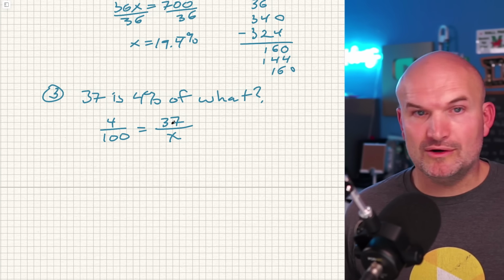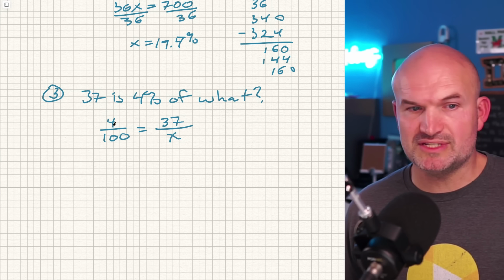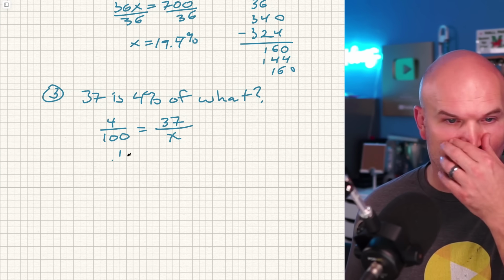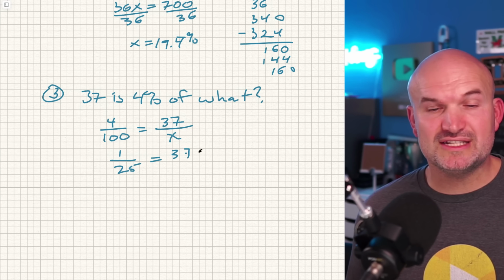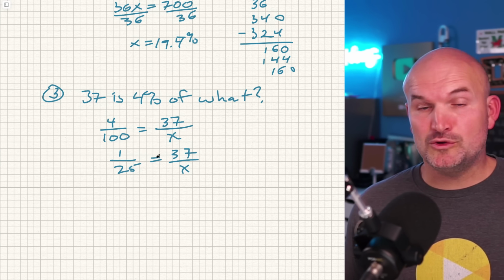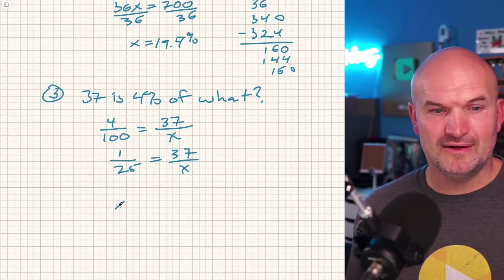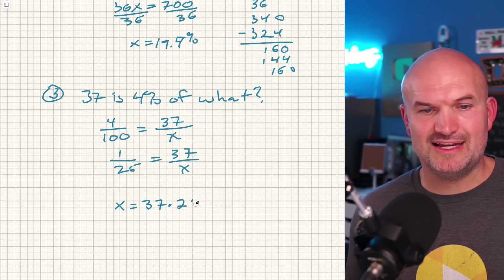But again, before I go and get into the cross product, ladies and gentlemen, what I simply want to do is reduce this. I know 4 divides into 4 one time, and 4 goes into 100 25 times. And that's going to equal 37 times x. Now, the cool thing about this cross product is that when I multiply, I already reduced this down to 1. So x is going to equal 37 times 25.